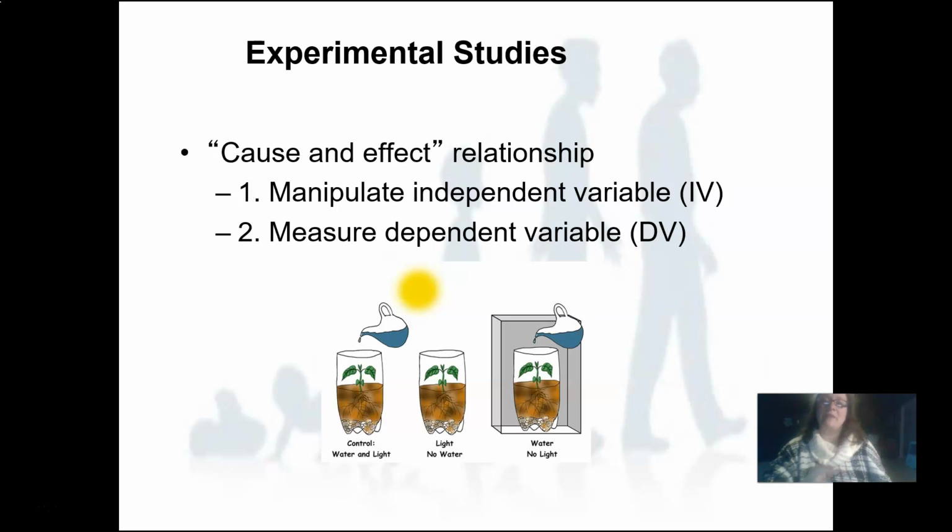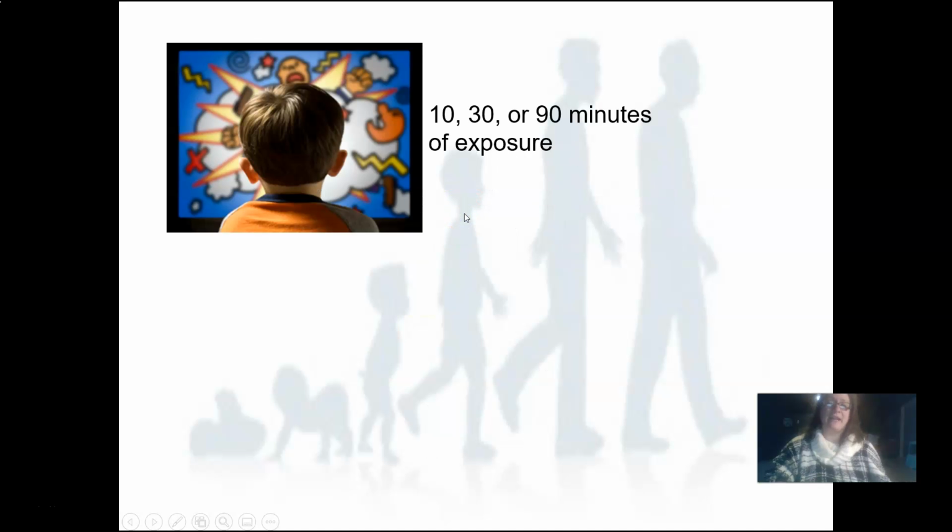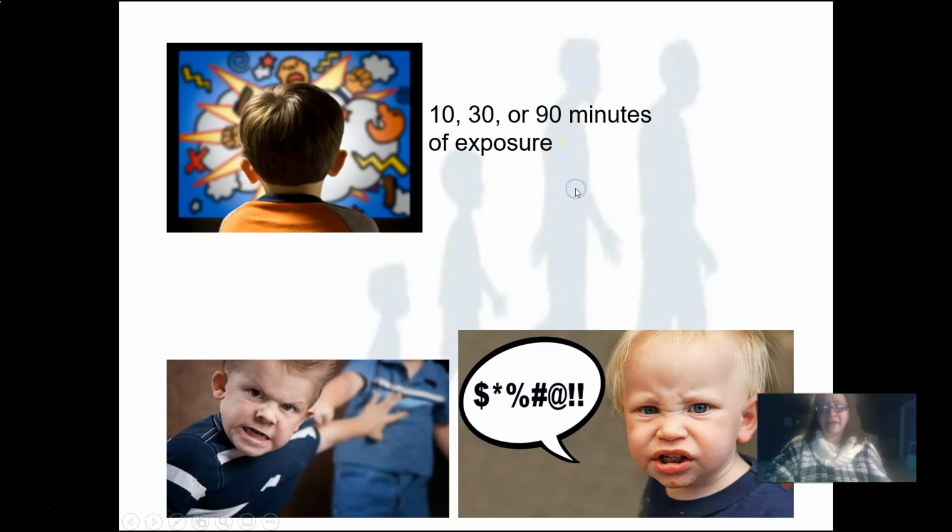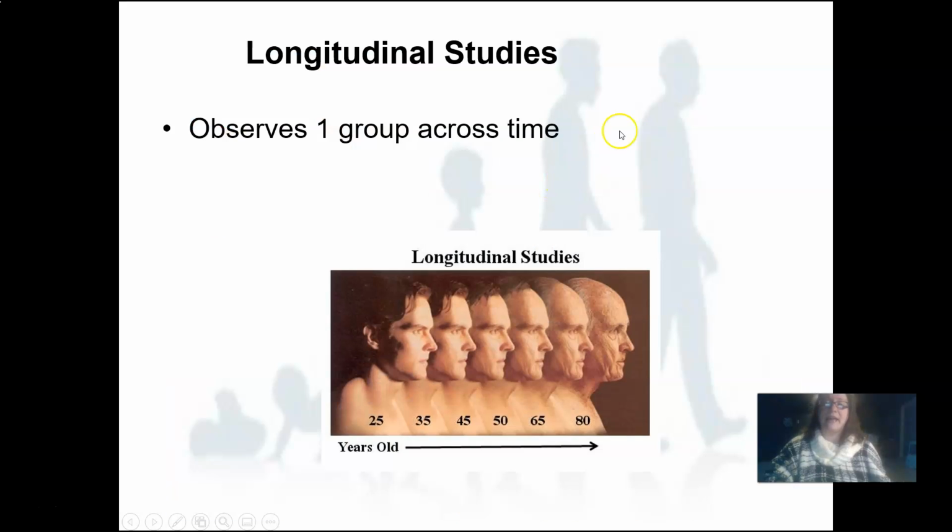So we have to be really careful with cause and effect, and many times we can't do experimental work, but researchers will do their best to get around that. We have things like quasi-experimental studies where they manipulate some of the variables, but generally this is more the gold standard, the experimental study. So something we could do that's quasi-experimental is bring a kid into a lab, show them 10, 30, or 90 minutes of violent TV, and then look at their behavior afterwards. So the kids who watch 10 minutes, are they less violent, less aggressive than those who watch 90? That's something we could do and study.